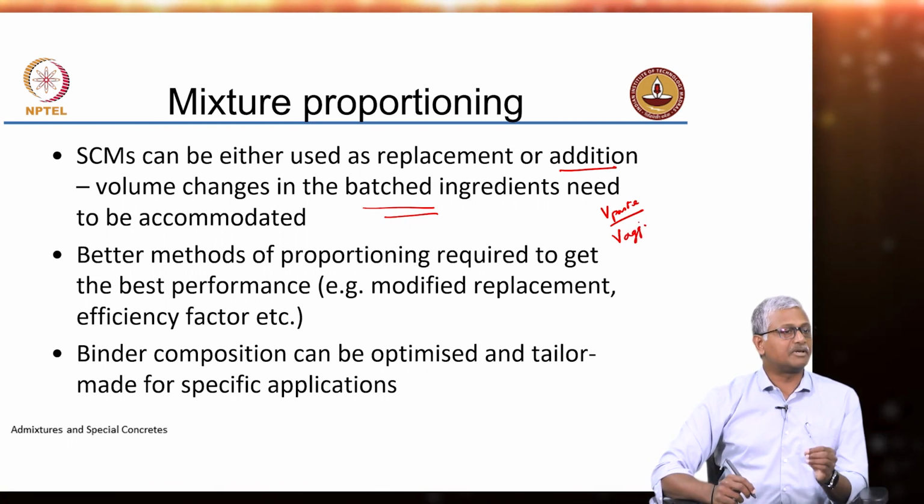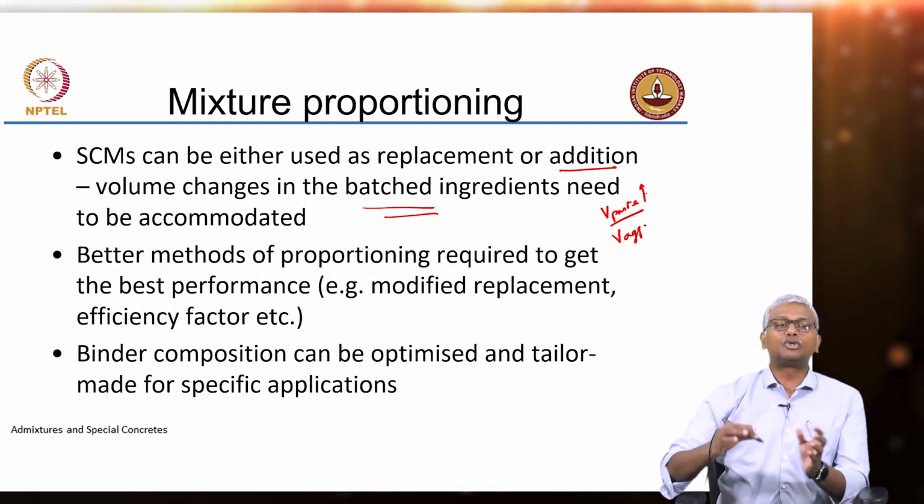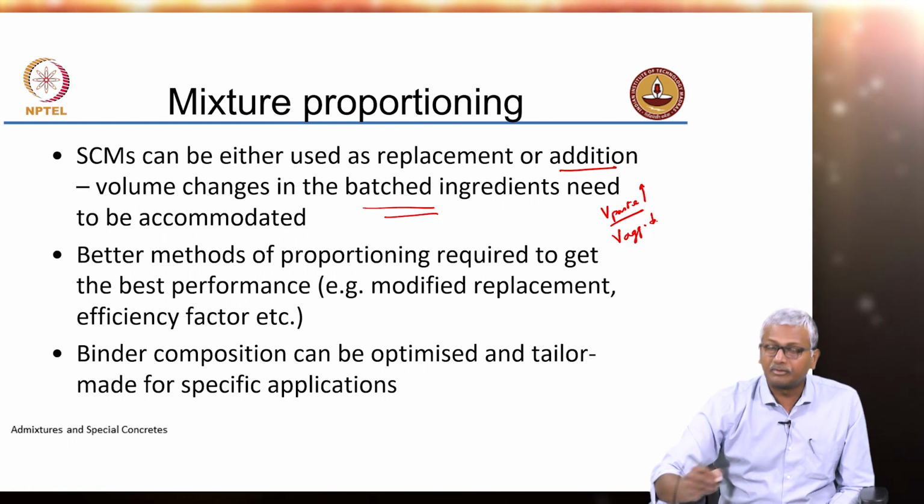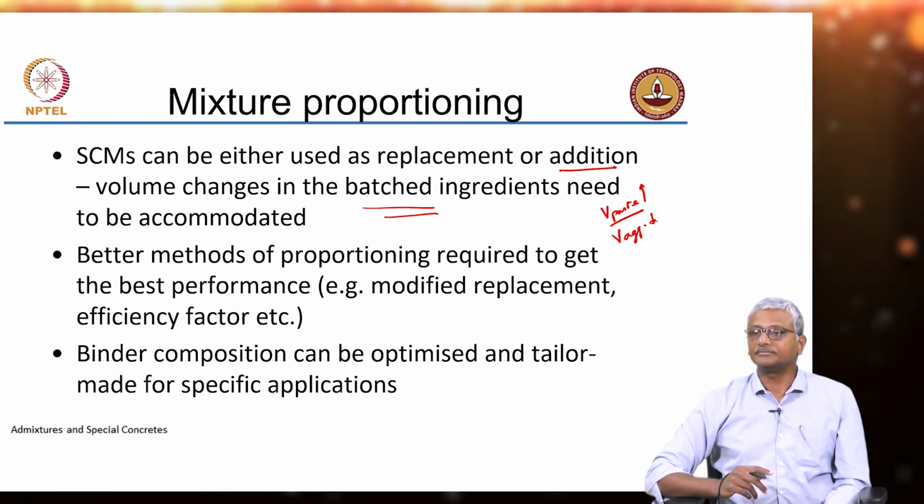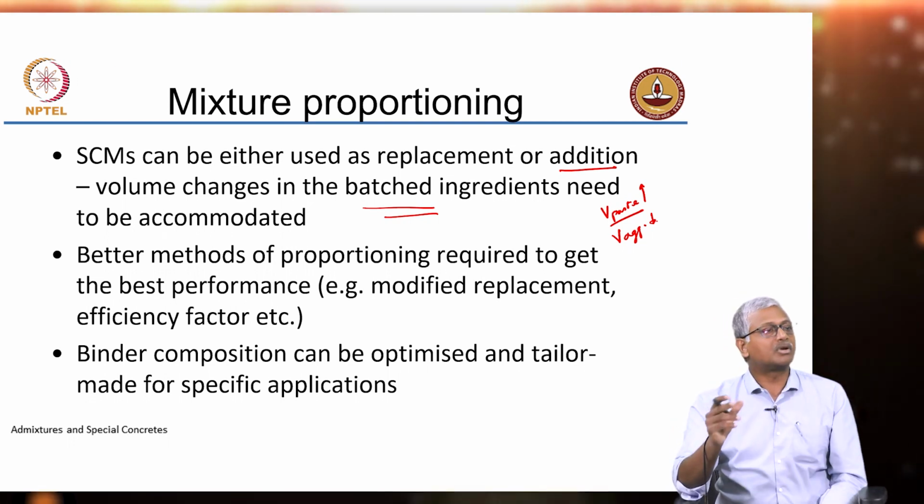By replacing cement with a less dense material, you are upping the volume of paste, and to keep the total volume constant, you are lowering the volume of aggregate, right? So, that will produce some effects in your system. What effects will it produce?